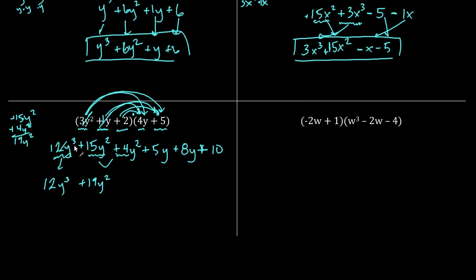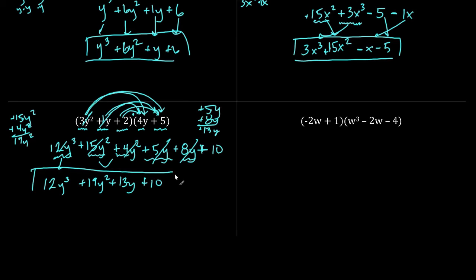So I'm done with that, done with that, done with that. I have 2 y terms. Plus 5y and plus 8y, which is plus 13y. So plus 13y. And then this constant's just left alone. So plus 10. Okay. And this last one.